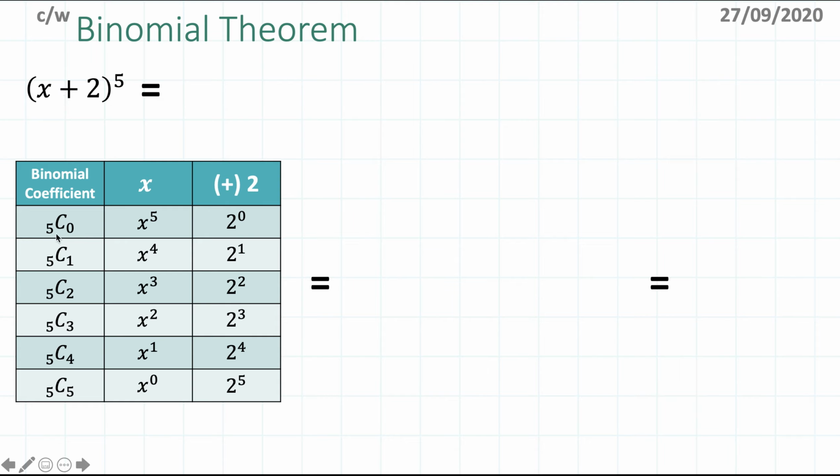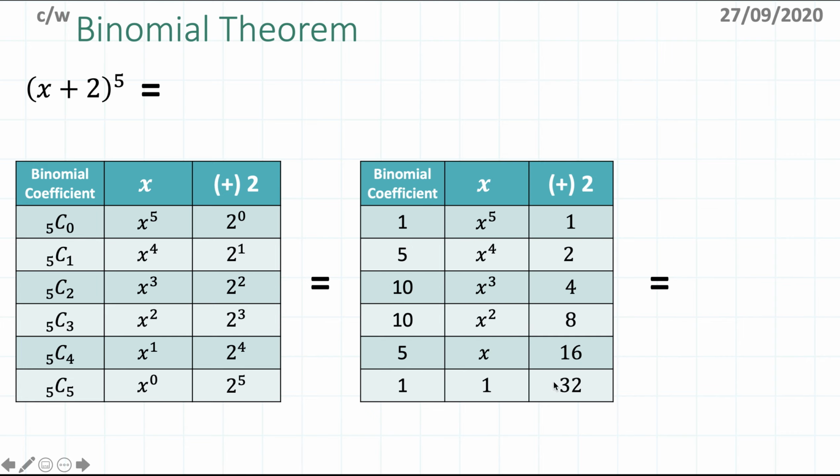Now once we have that, we're going to simplify it. So we can use our calculator to evaluate 5 choose 0, 5 choose 1, 5 choose 2, and so on. You can use the calculator for this. We're also going to simplify these values, and it's going to give us this table. So then we're going to simplify it. So we're going to go 1 times x to the power of 5 times 1. That's going to be x to the power of 5, and so on.